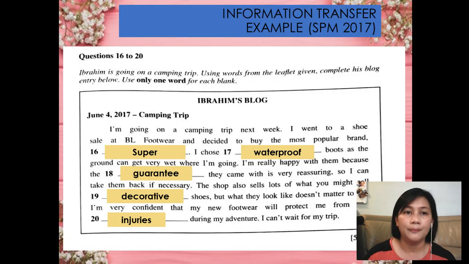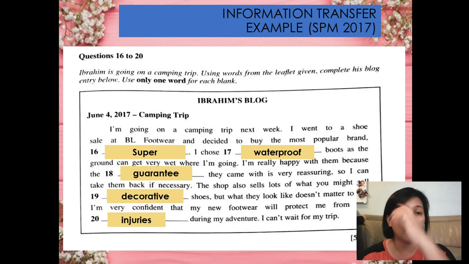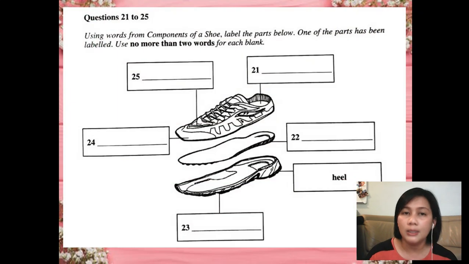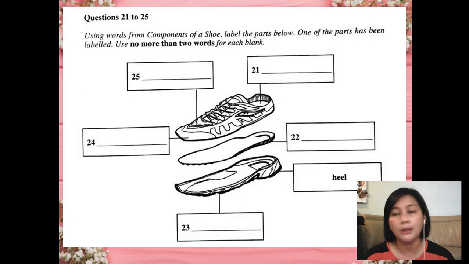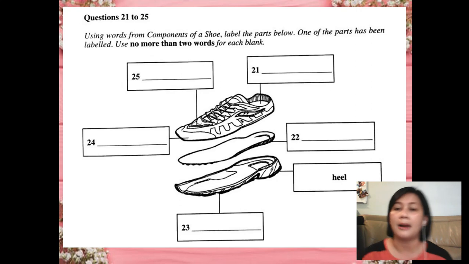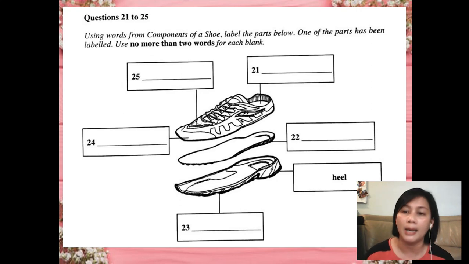Okay, awak tengok ni. For questions 16 to 20, use only 1 word for each blank. So don't go and put 2 words or 3 words there. Right? And this one is 2 words. Sometimes it's 3 words. So depending on the questions. That's why saya selalu tekankan awak mesti membaca arahan sebelum awak menjawab soalan. Okay?